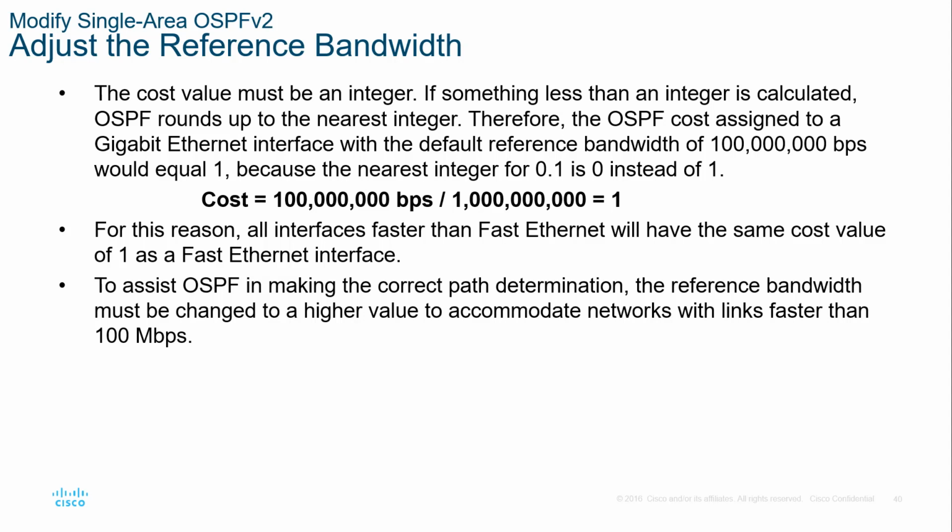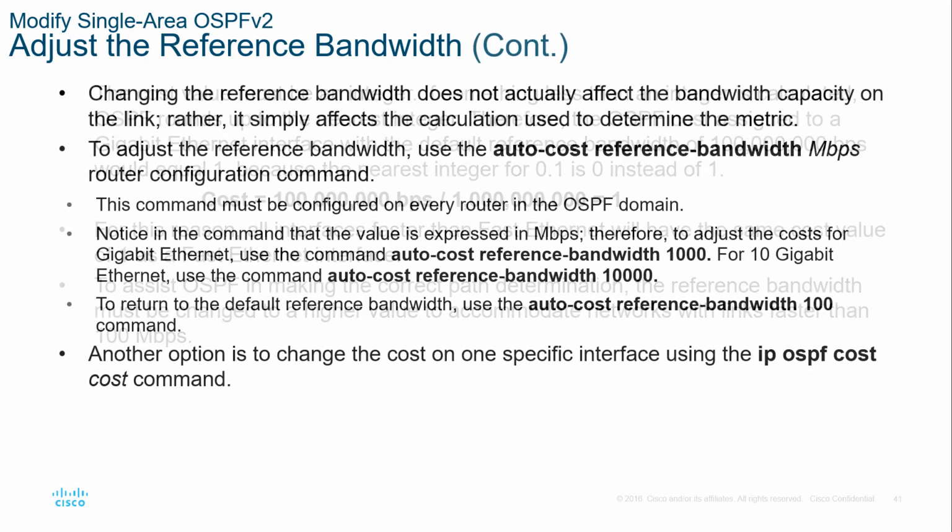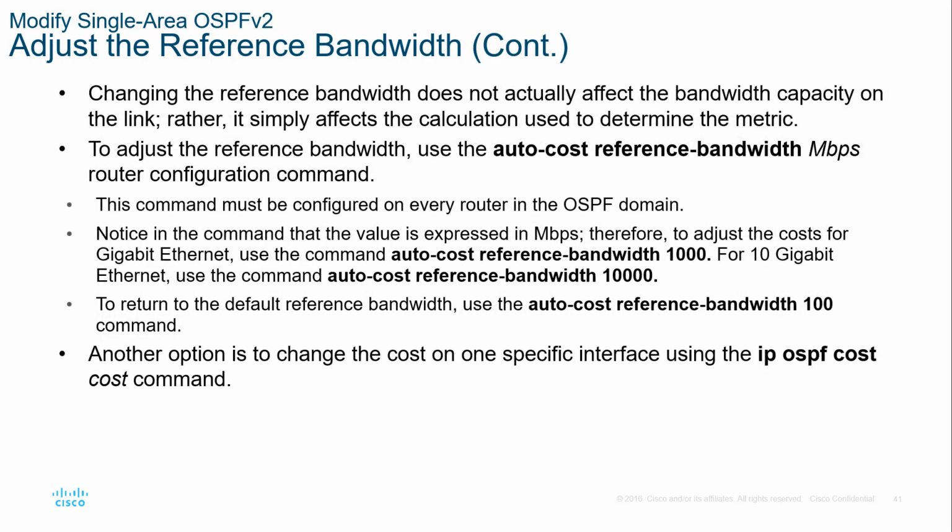To assist OSPF in making the correct path determinations, the reference bandwidth must be changed to a higher value to accommodate the faster networks, so anything faster than 100 megs. In reality, 100 megs used to be fast 20 years ago. It's no longer the same, so adjustments had to be made. Changing the reference bandwidth does not actually affect the bandwidth capacity.